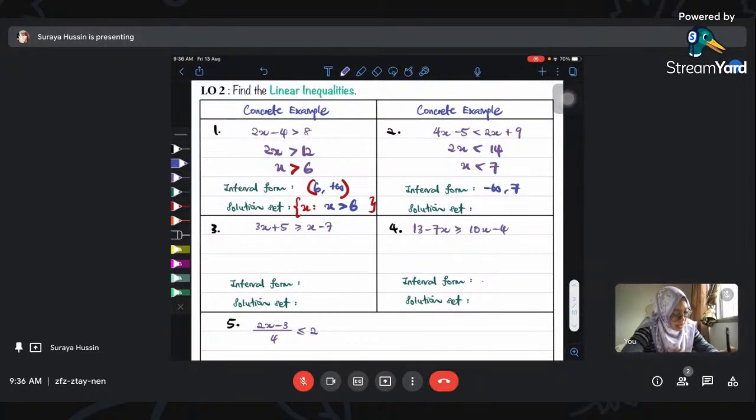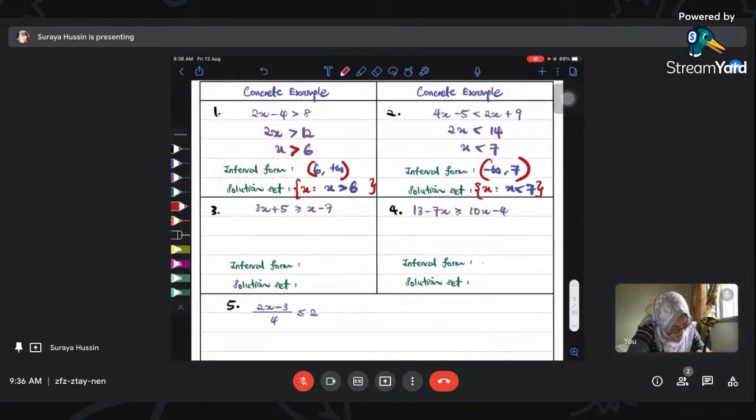Not included means bracket, open bracket. Manakala jawapan yang di dalamnya adalah x is less than 7. Okay, easy. And then here I got 2x more than or equals to negative 12. X is more than or equal to negative 6.